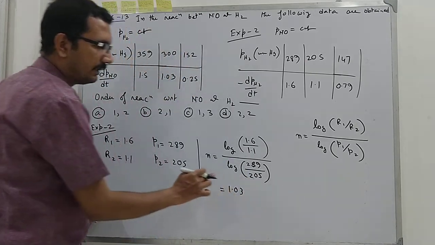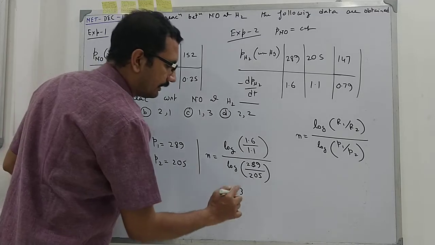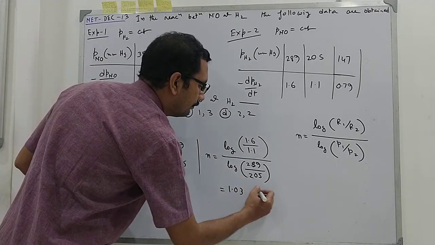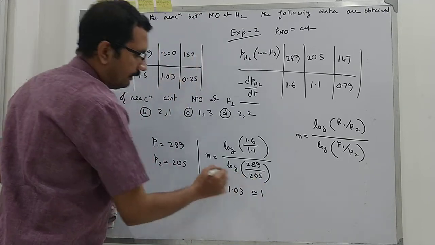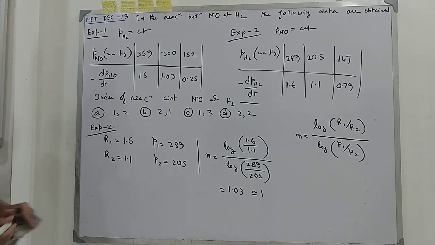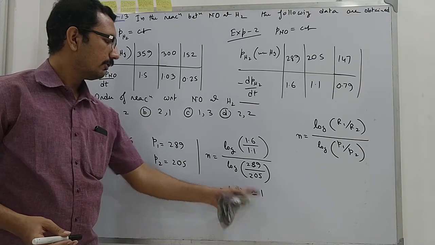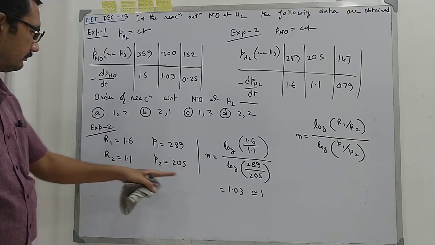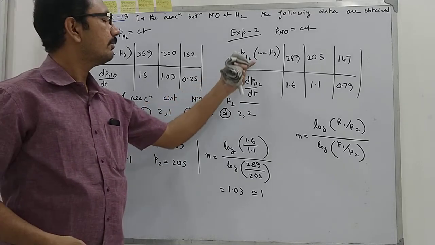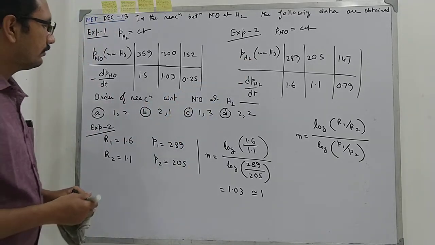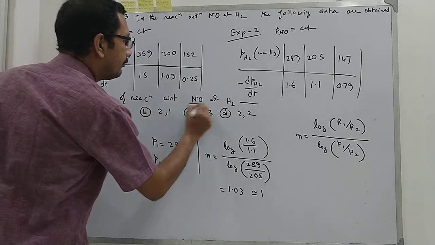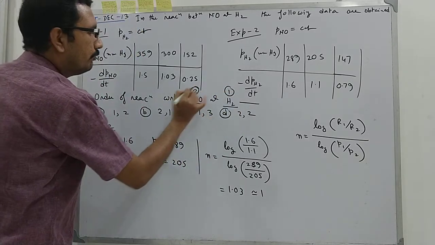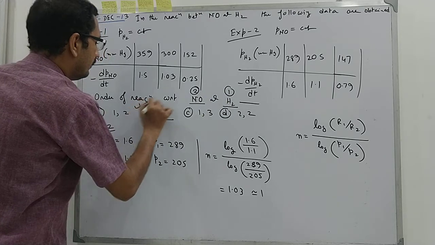Please check it with a calculator. Maybe I am incorrect, but it will be nearly equal to this value. So we can take it to the nearest integer. So the order of the reaction with respect to H2 is 1. In experiment 2, we get the order of the reaction with respect to H2. So with respect to NO it is 2, and with respect to H2 it is 1. So it will be 2, 1. So this is the correct answer.